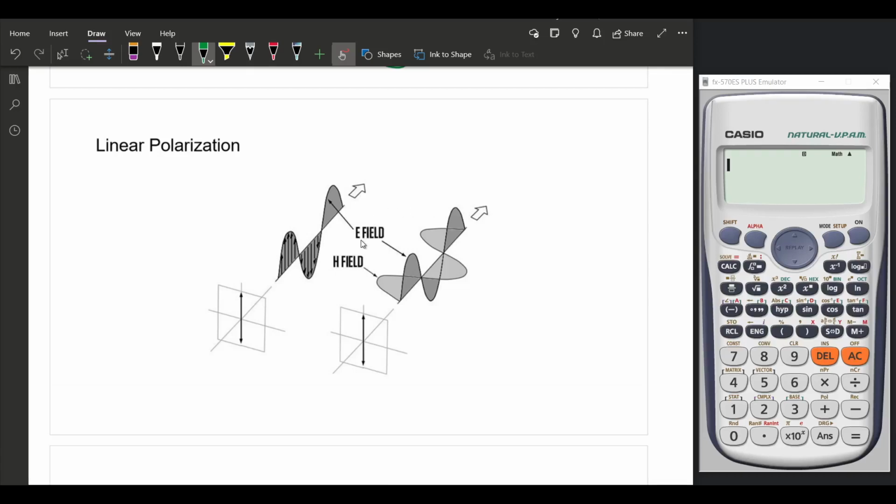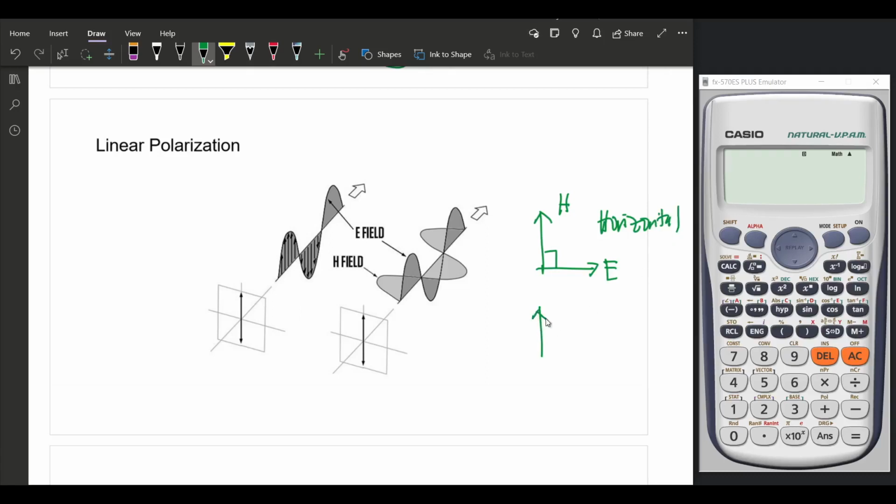component ng electric field. Okay? So, what does it mean? If the electric field is horizontal, then the polarization is horizontal. Okay? So, again, diba 90 degrees nga sila. So, if yung orientation ng electric field is horizontal, meaning nakaparallel siya sa surface ng Earth, while yung magnetic field mo is nandito, then yung polarization nito is horizontally polarized. Ayan.